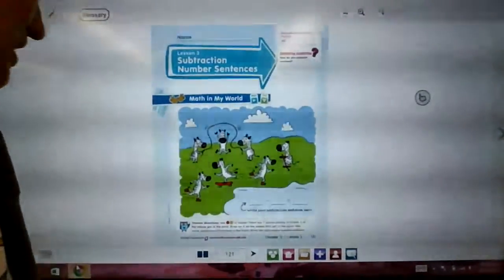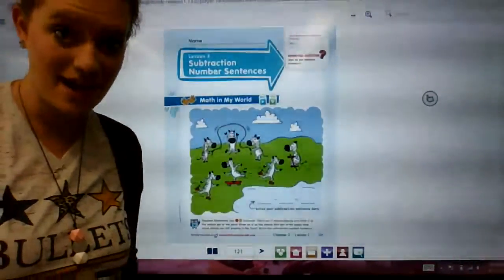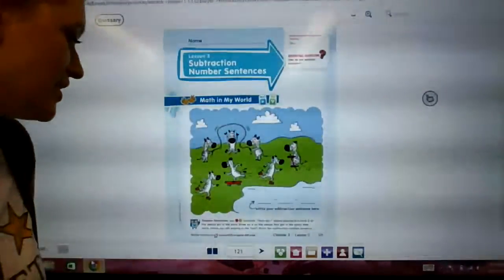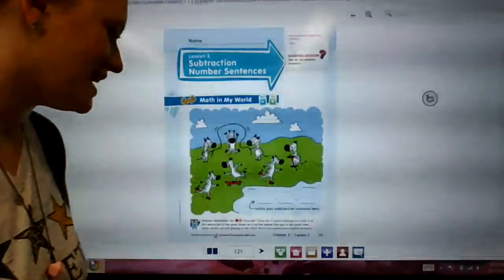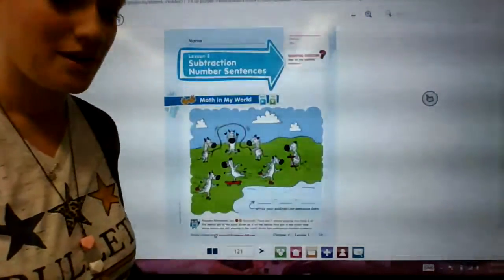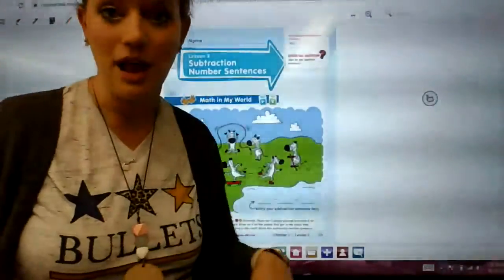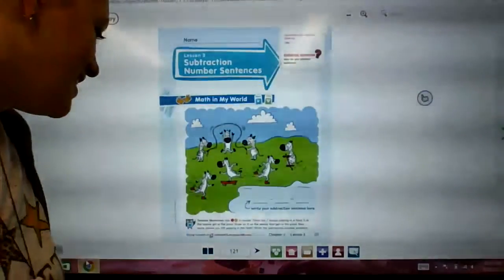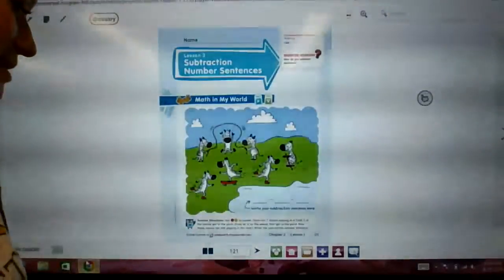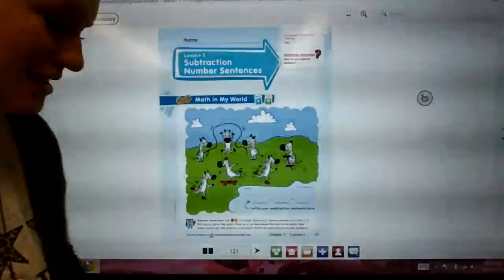All right, so the directions on this page say use counters to model. If you don't have counters, that's okay. If you have 2 different things, you can, or we're going to work through it together. There are 7 zebras playing in a field. 5 of the zebras go get in the pond. Okay. Looks like they're done playing. They're ready to go cool off, go take a swim, right? Draw an X on the zebras that go and get in the pond. How many zebras are still playing in the field? Write a subtraction number sentence.